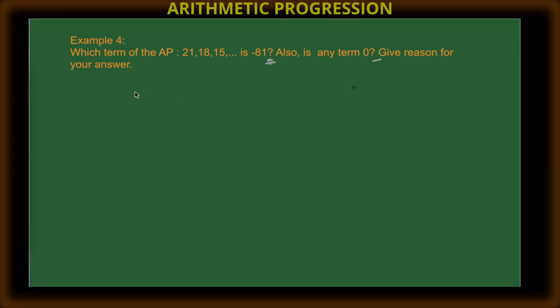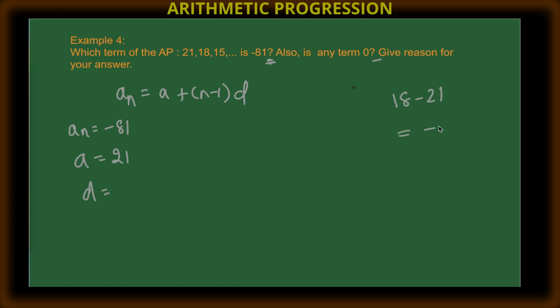With this we can find it using the formula an is equal to a plus n minus 1 into d. In this, what are the variables? We are given an is equal to minus 81. Do we have a? Yes, a is equal to 21. Do we have the difference? Yes, we can find it. The difference is 18 minus 21, which is equal to minus 3.